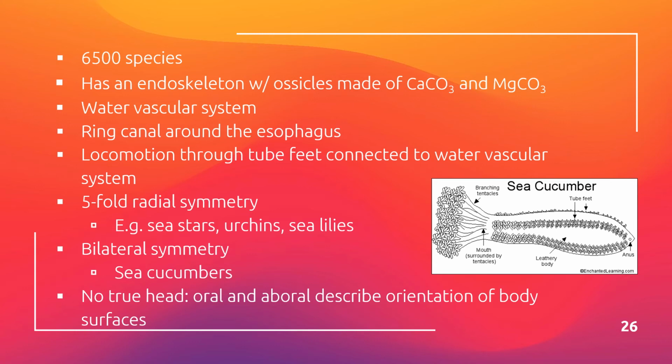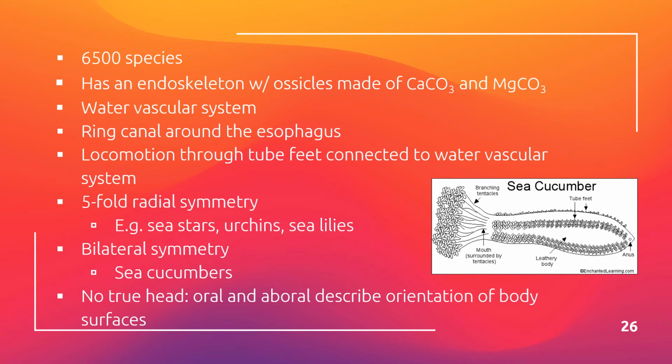So along with the phylum Chordata, echinoderms are the only phylum that are deuterostomes with intermediate growth and radial cleavage. They possess an exoskeleton composed of calcium and magnesium carbonate and move by using many small tube feet that are connected to the water vascular system.